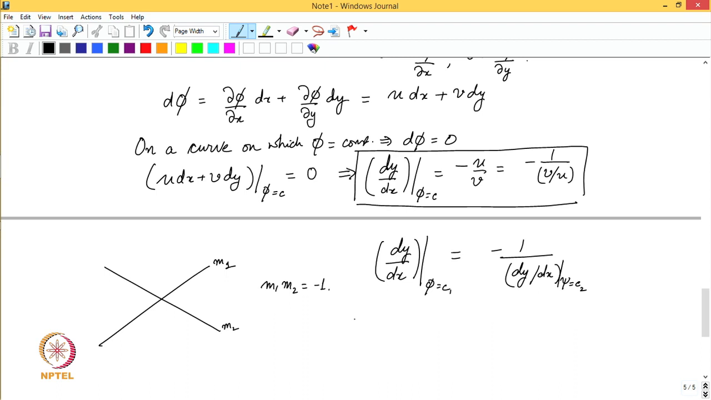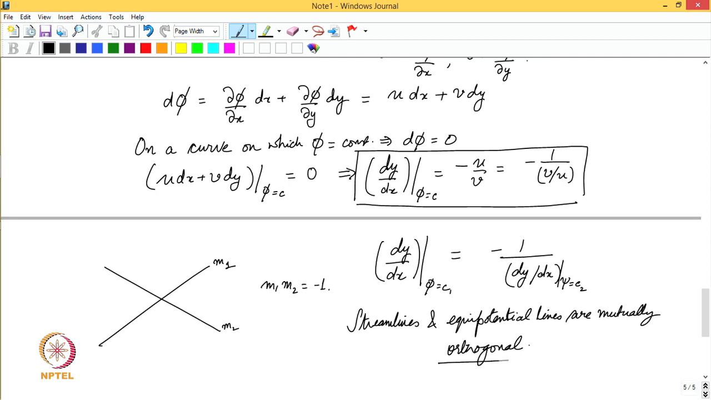What it means is that streamlines and equipotential lines, by equipotential we mean lines where the potential is a constant, are mutually orthogonal or are orthogonal to each other. So, this will also be very handy when we start drawing flow diagrams in the next few lectures.